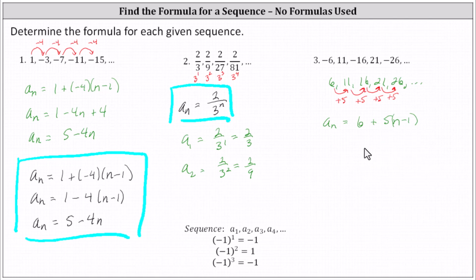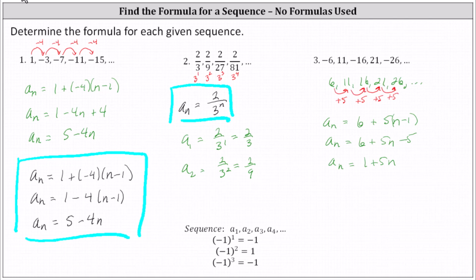But let's go ahead and simplify it. Let's clear the parentheses and combine like terms. We have a sub n equals 6 plus 5n minus 5. Simplifying, we have a sub n equals 6 minus 5 is 1, giving us 1 plus 5n. So this formula gives us the sequence 6, 11, 16, 21, and 26, and so on.